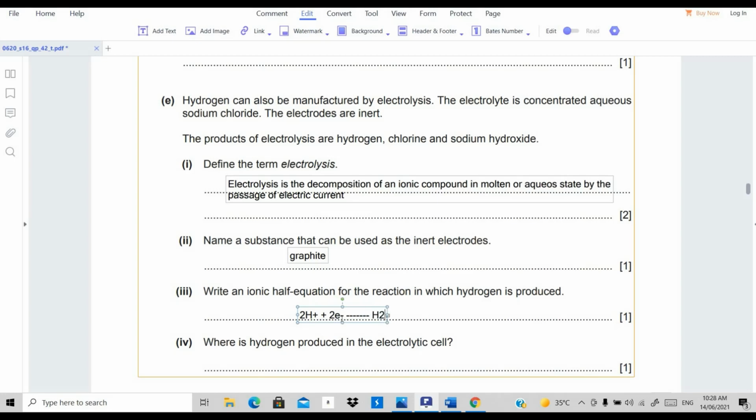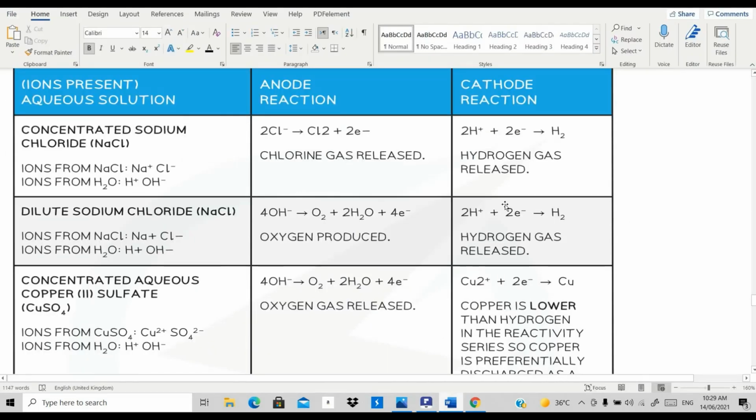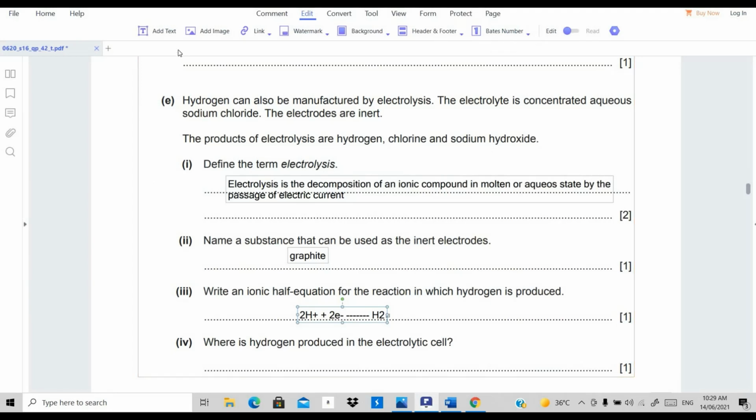Okay, great. Where is hydrogen produced in the electrolytic cell? They're basically asking you to mention the name of the electrode at which hydrogen is produced. We can see it's produced at the cathode, right? Simple answer. It's a 1 mark question, no details required. Yes, it's perfect. So it's produced at the cathode.